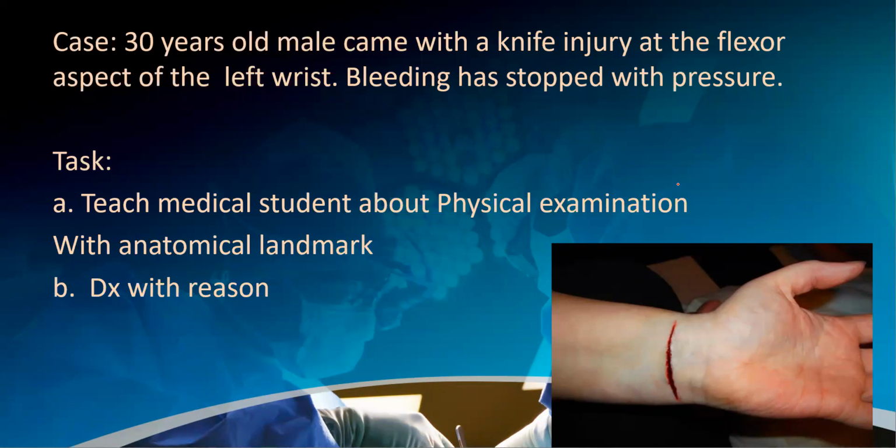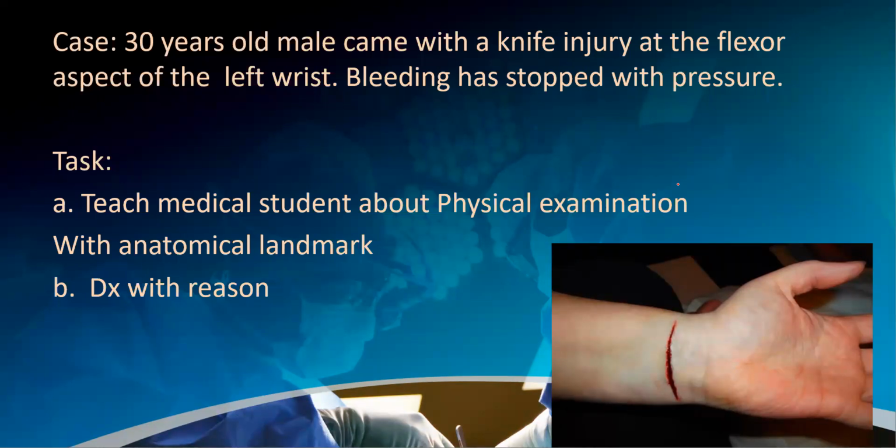Okay. Now we need to check the sensation, because I told you before that some nerve might be involved. So there is a chance of injury to the median nerve, ulnar nerve, as well as radial nerve. For that, we need to check the sensation, and we can use cotton wool. First, we touch the cotton wool on the chest of the patient, and then we tell the patient to close their eyes. Then we check the sensation of the affected hand and compare both.